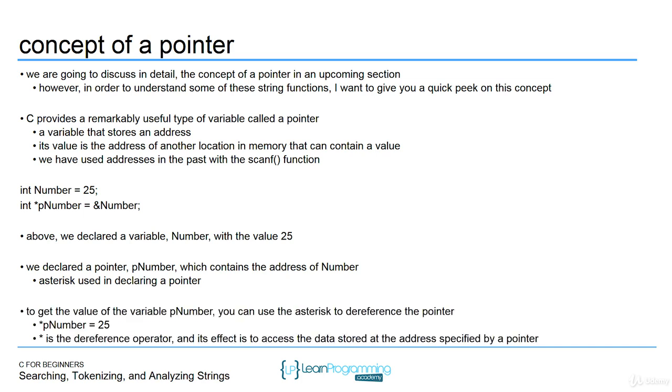To get the value of the variable pNumber, because pNumber is what? It's a pointer. It's pointing to an address in memory. If you just try to look at the value of pNumber, it's going to give you the address. If you want to get the value of what the address is pointing to, you have to dereference it. So there's special syntax that C uses, the asterisk in front of the name of the variable. That's how you can actually access the memory location that contains the value. So if you want to assign data to that memory location, you have to say star pNumber. Again, the effect is it accesses the data stored at the address specified by the pointer.